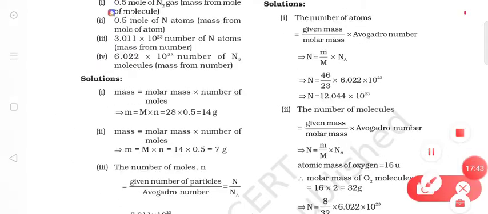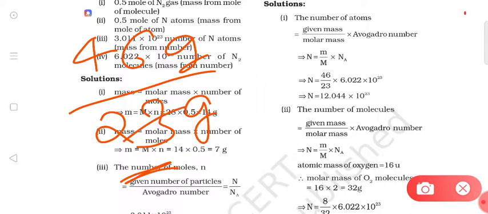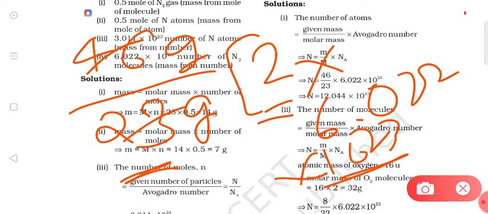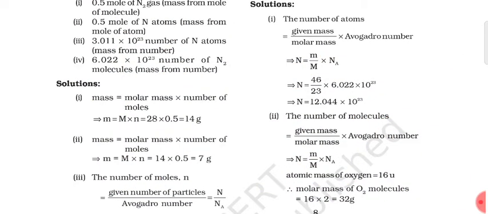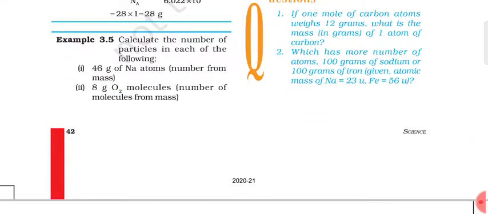Once again I will tell you what we have been given. We have been given total mass, that is 46 gram. So if we divide it with the molar mass, that is 23 gram, the total number of moles is 2, and we will multiply this total number of moles with the number of particles, that is 6.022 into 10 to the 23. This is the Avogadro's number. So this is how we will get the total number of particles from the given mass.